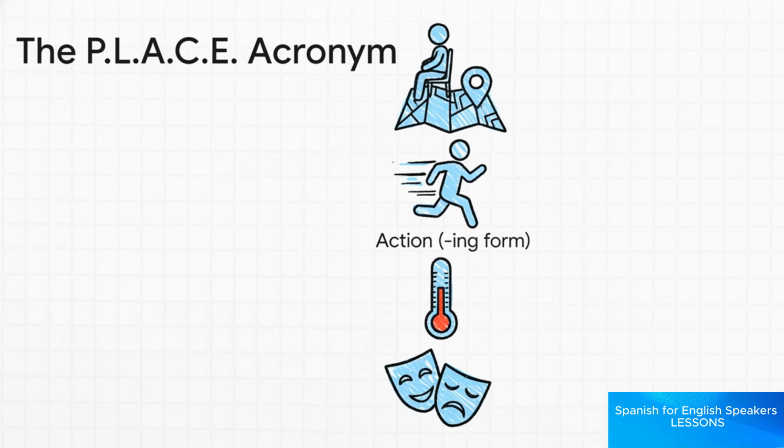Madrid está en España. A is for action, specifically the present progressive, the -ing form, estoy comiendo, I am eating right now. And C is for condition and E is for emotion. These are temporary states like estoy cansado, I am tired, or estoy feliz, I am happy.